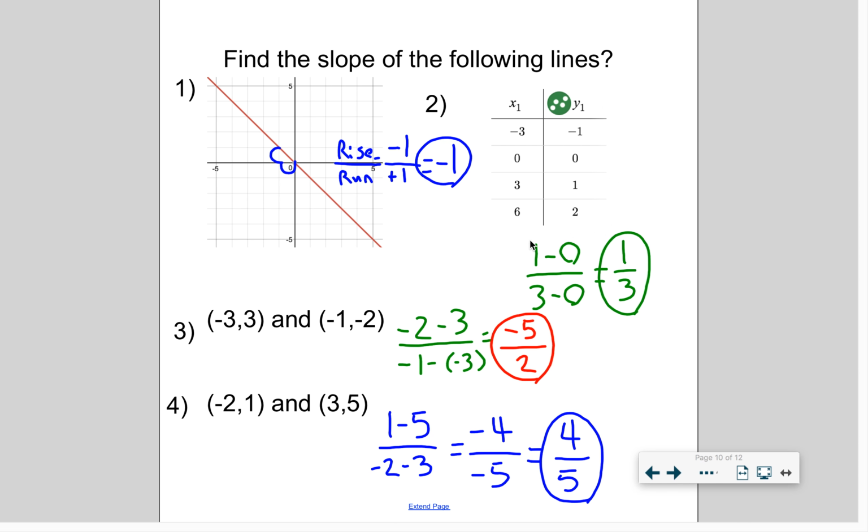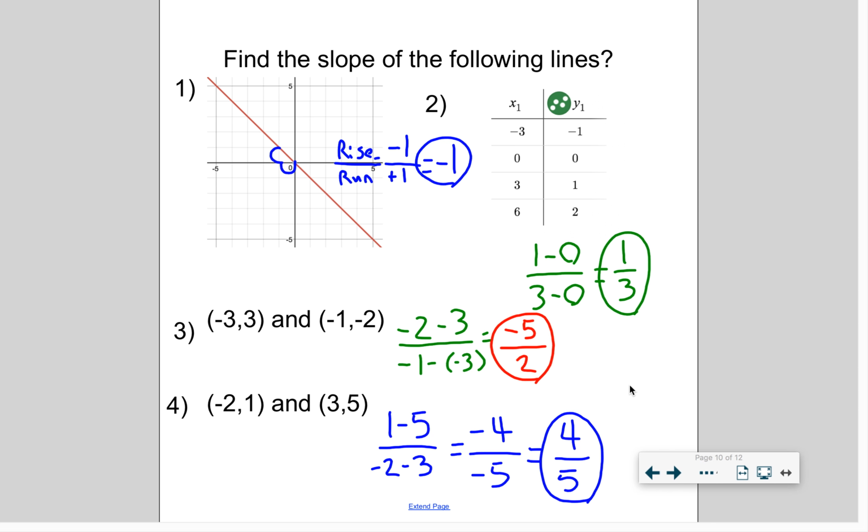Number 2, I subtracted my y value, so I chose this point and this point. Or I'm sorry, I chose this point and this point. And so what I did is I did 1 minus 0, and I did 3 minus 0, and I got 1/3. Over here, I took these points and I subtracted them. So negative 2 minus 3 got me negative 5. Negative 1 minus negative 3 got me positive 2. And so that's my slope for that one. And then same thing down here. I did that same exact thing.